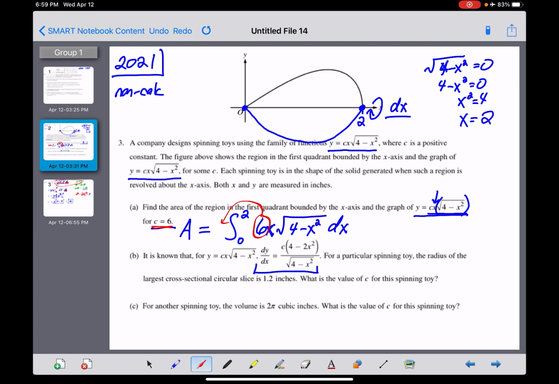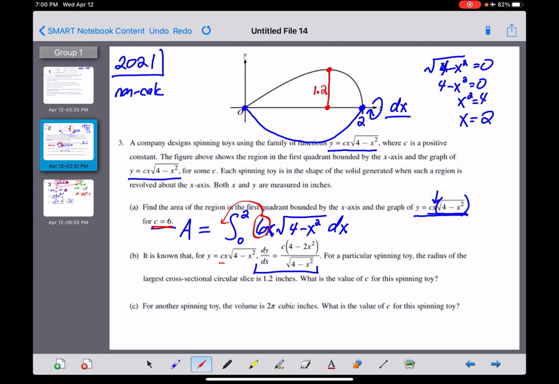And the largest radius would probably occur, I'm just guessing right here, at a spot right about there. That would be taller than any other radius that I could draw here, or here, or here, or here. So it's really just that one in the middle that I care about. Now, they tell us that that radius is 1.2 inches. Okay, good to know. And we want to figure out what's the value of c for that particular spinning toy.